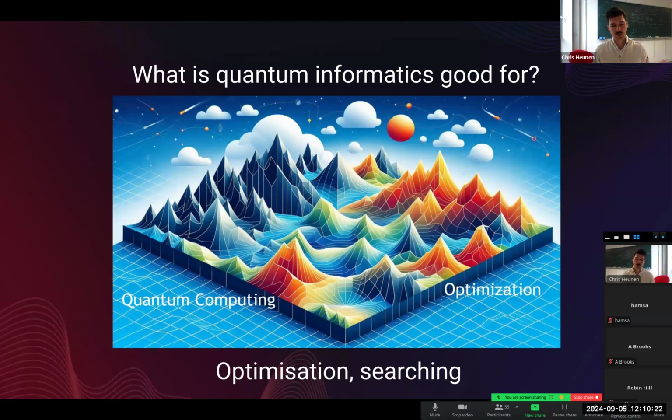It could be optimization of flight paths. It could be optimization of logistics in a warehouse. This is a very broad thing where you're searching for the best solution to a certain problem. And that's something that quantum computers are typically very good at. And we'll hear a bit more about that from Oliver, Mario, and Ross later on.